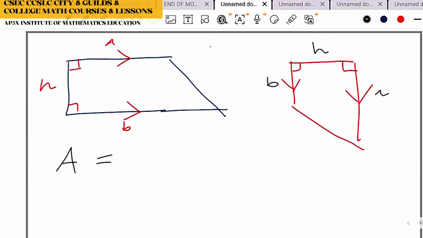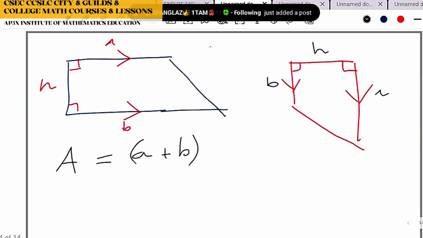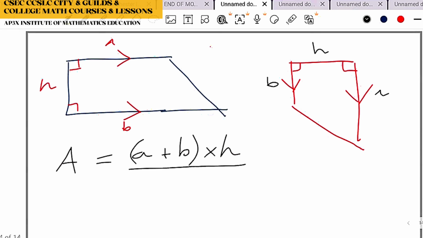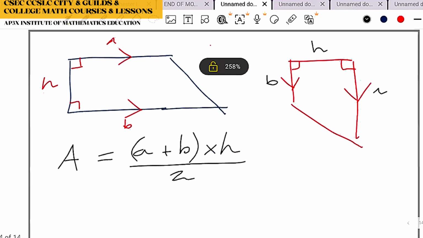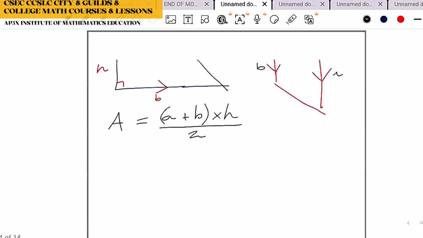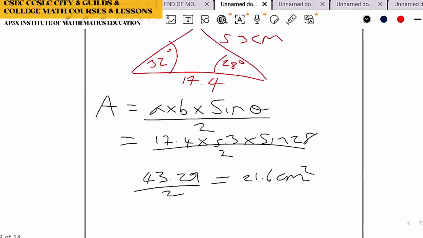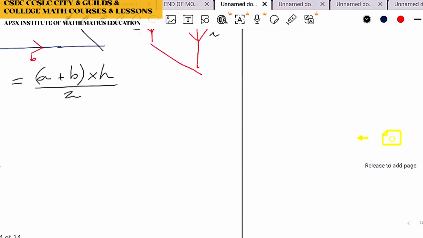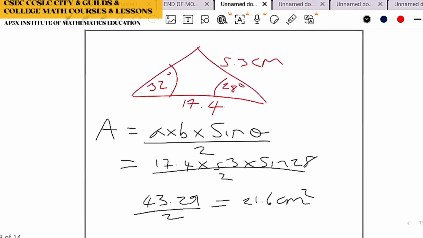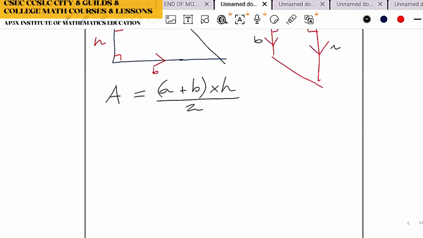So area is equal to small a plus small b in a bracket multiplied by h, and then you're going to divide the entire answer at the top by 2. All right, that is the area of the trapezium. Okay, and remember we said that the A and the B are located on the arrows.